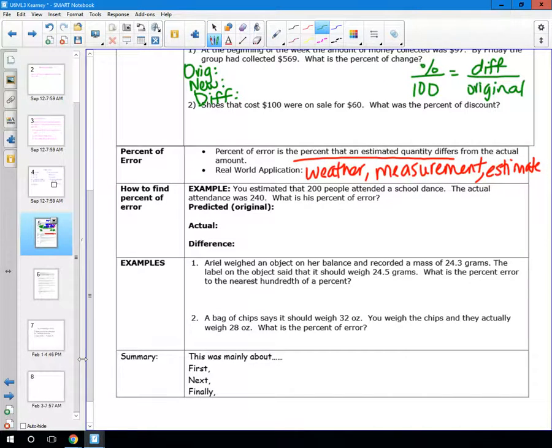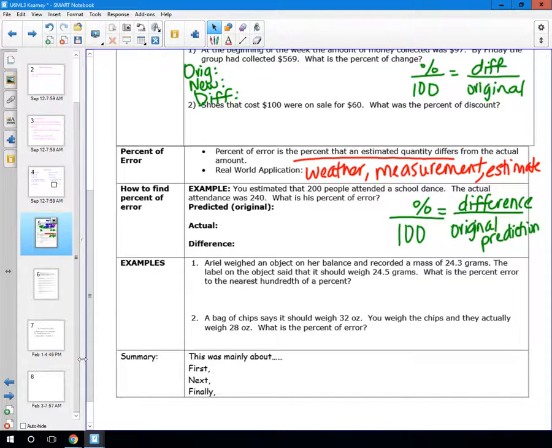We're going to do it very similar to what we just did. Okay? So we're still going to put percent over. What does percent always go over? That's right, 100. And then we're going to set that equal to, and on the top this time, we're still going to put the difference because we're comparing how much were we wrong to what the original prediction was. Okay? So we're still going to put original, but when we put down here, we're going to put original prediction. So we're trying to figure out how much we were wrong compared to what we originally thought.